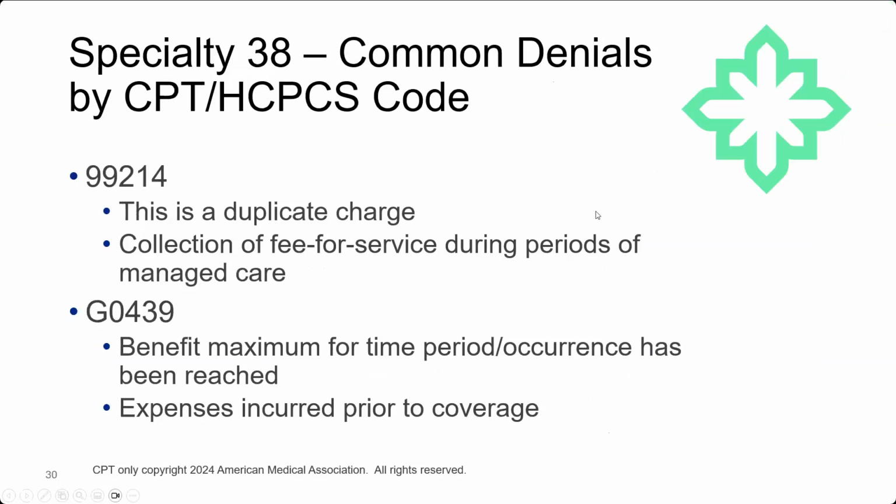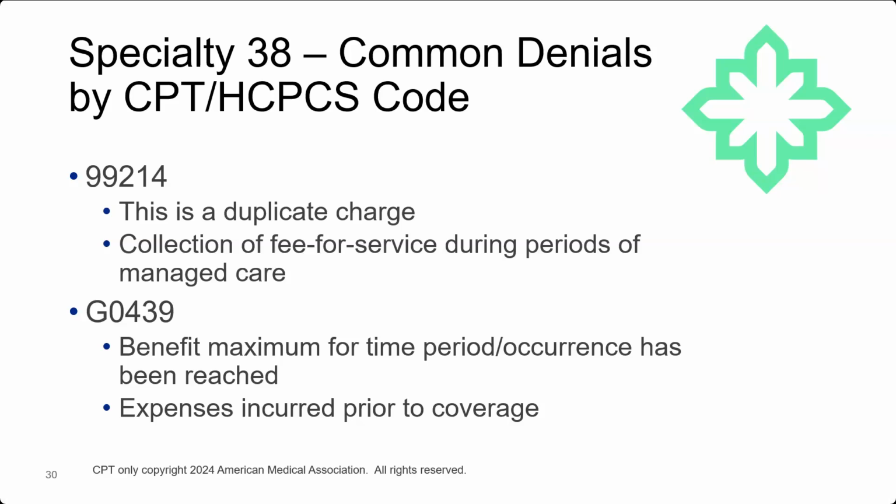99214, that is an evaluation and management service or office visit, office outpatient visit. Why are we, WPS, denying it? Because it's a duplicate. If you submit it the first time and we deny it for whatever reason, you need to change something. You can't just resubmit it. You need to request an appeal and provide the documentation that supports that we can pay for that service.